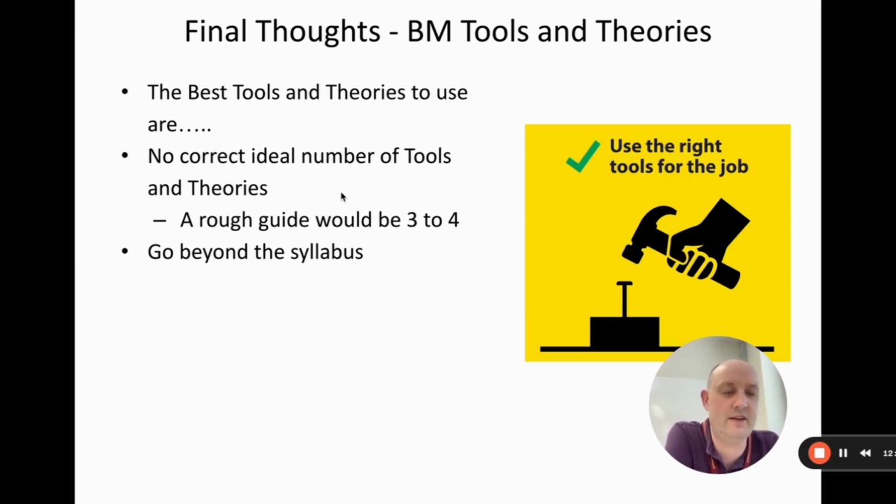Don't have too many, don't have too few. I think as a rough guide, something like 3 or 4, maybe more, maybe less, but 3 to 4 is in general what I see the most common. And go beyond the syllabus and make the tools visual if you can. I think visual tools look good. Sometimes you can't, you don't need them, but having visual things in an essay definitely, I think, makes it easier to read and look.